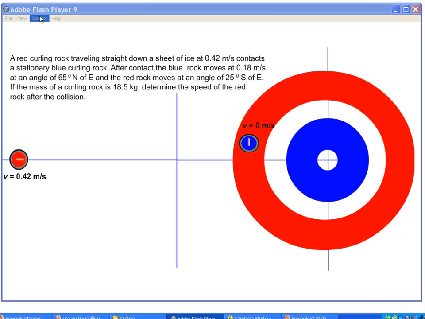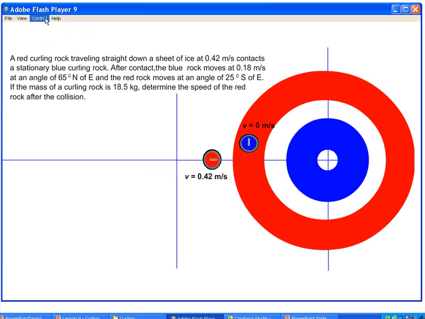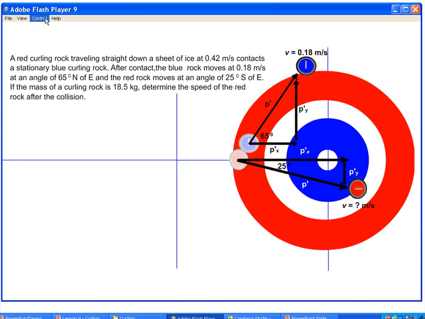I've got a little flash animation to demo this and to show you our components in this example. So have a quick look at this play through. There's our rock coming in. After the collision, they move off in different directions. The blue rock moved off at 65 degrees north of east, and we need to break that momentum into its X and Y components. The red rock moved off at 25 degrees south of east, and we need to break that into its X and Y components.